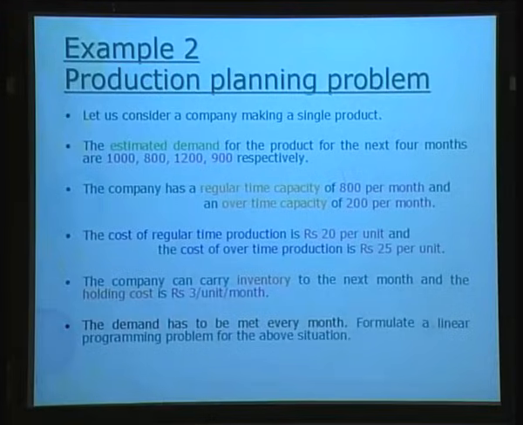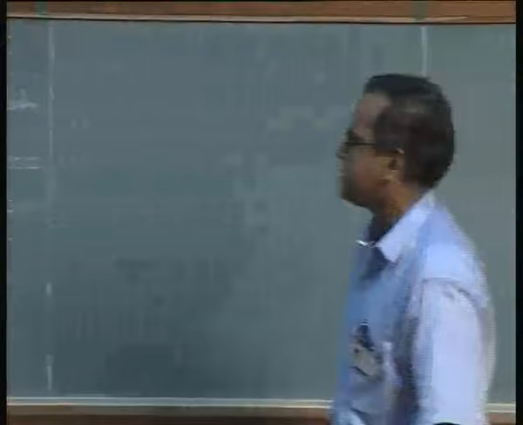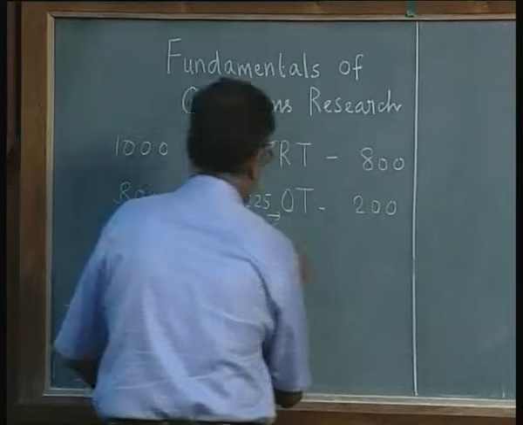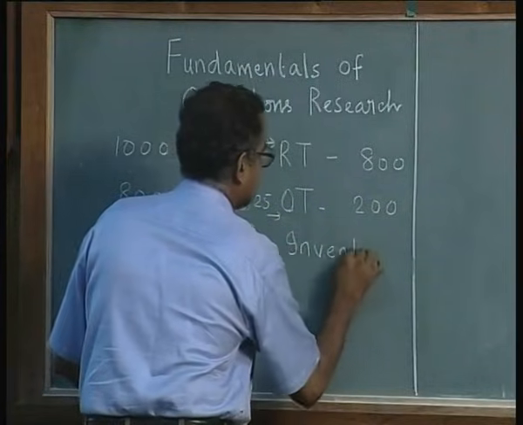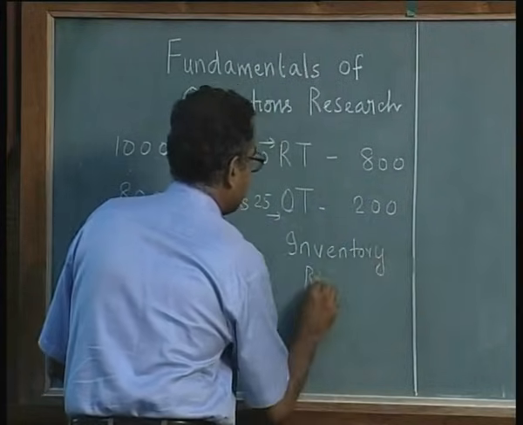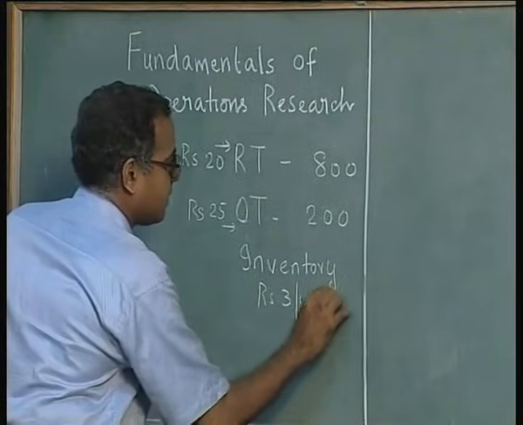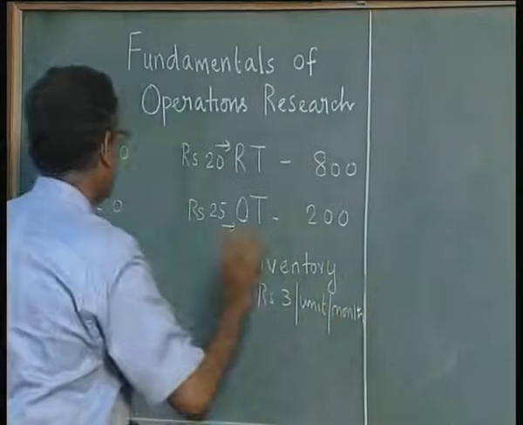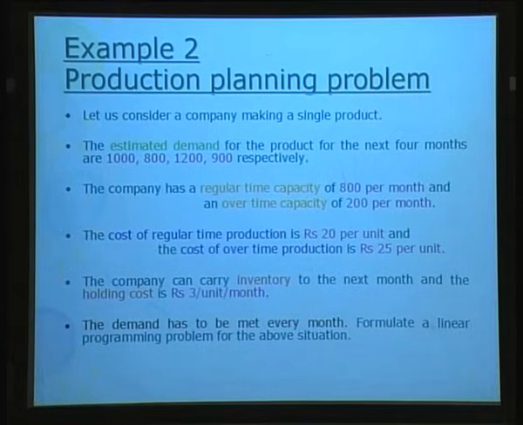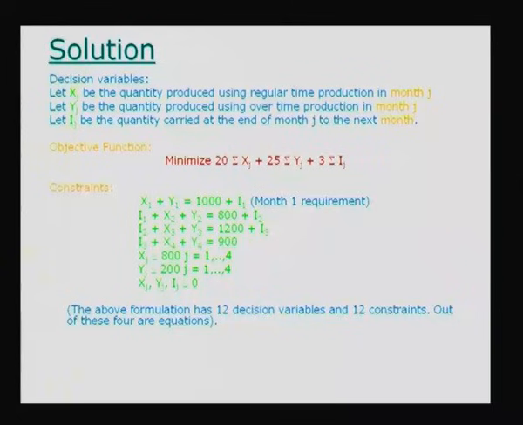The company can also produce more in a particular month, carry the excess to the next month, and such a carrying cost is rupees 3. We call it inventory cost or carrying cost, rupees 3 per unit per month. The important condition is the demand has to be met every month. We cannot have shortages. Now, let us try to formulate a problem that represents this situation and also try to understand a few more things about problem formulation as we proceed.